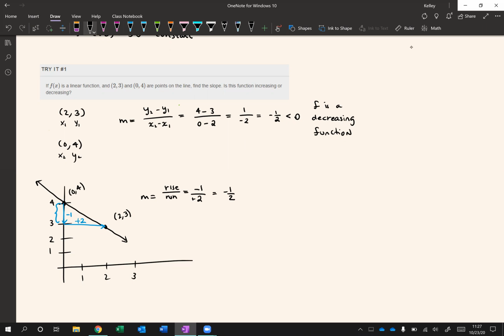I could look at the slope and say it's less than 0, so f is decreasing, but I could also just visually inspect here, because they're asking to find the slope, fine, we did that, but they're also asking, is it increasing or decreasing? So just by visual inspection, I can see it's going down and to the right, so it is a decreasing function, right? So we come to the same conclusion here.